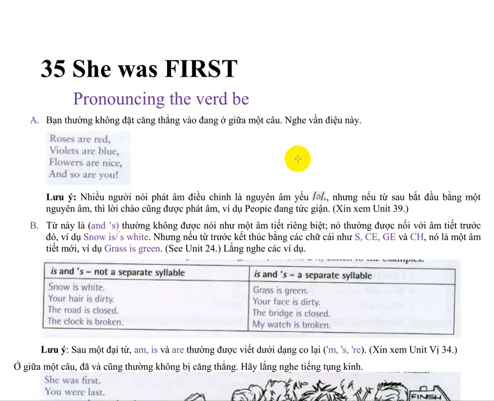Chúng ta học bài 35 liên quan về động từ to be. Thì chúng ta phát âm động từ to be như thế nào? Thường là chúng ta sẽ không nhấn trọng âm khi động từ to be nằm ở giữa câu. Ví dụ như câu các bạn sẽ thấy này.